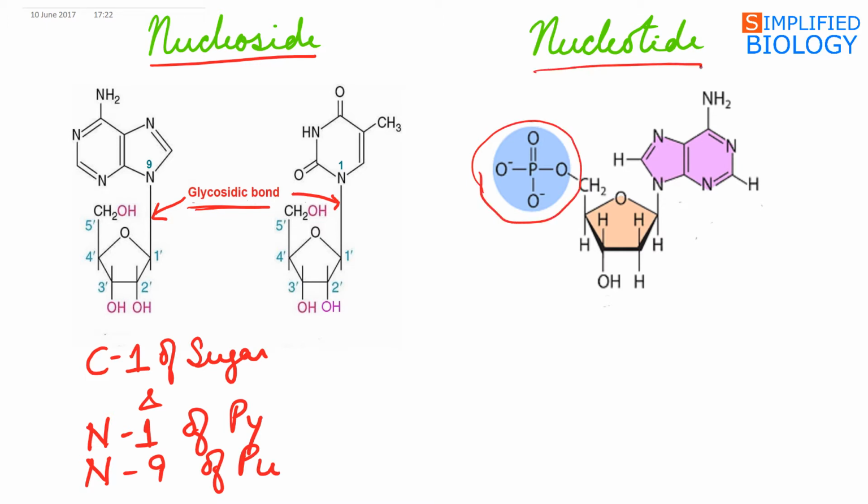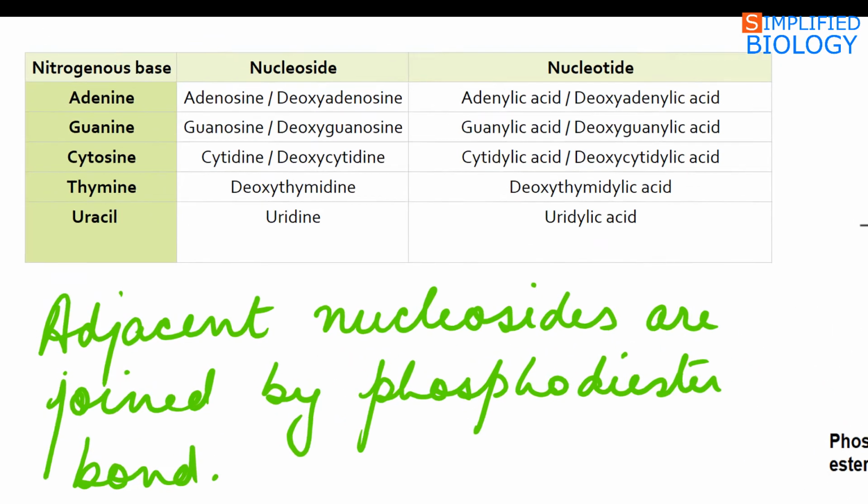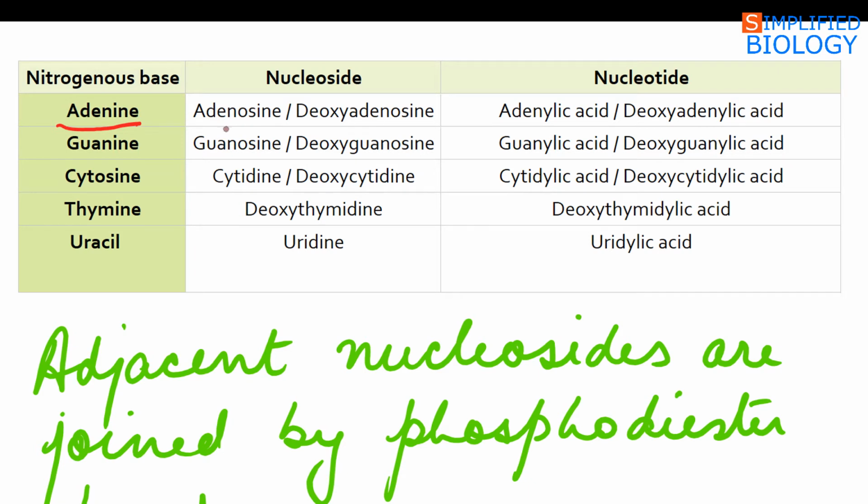Now the phosphoric acid is attached to the 5' carbon of the sugar by an ester bond. So phosphoric acid is attached to the 5' carbon of the sugar to form a nucleotide. Now how the nucleosides and the nucleotides are named. Nitrogenous base adenine, its nucleoside is named as adenosine in case of RNA and deoxyadenosine in case of DNA.